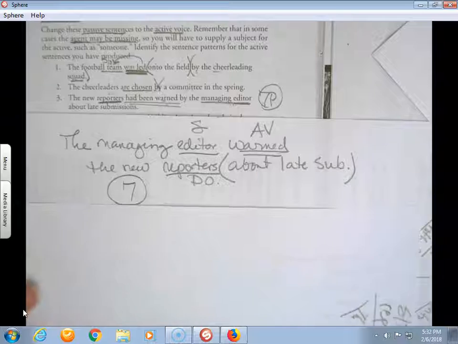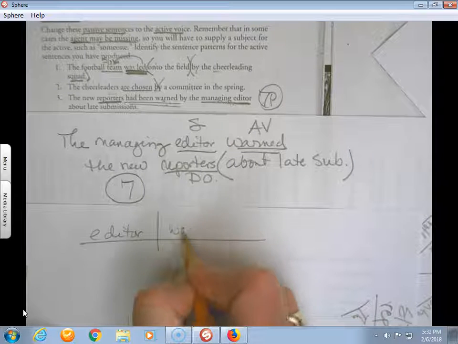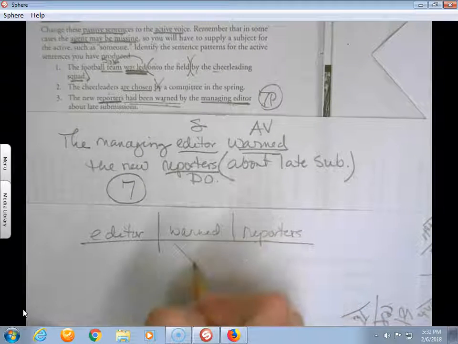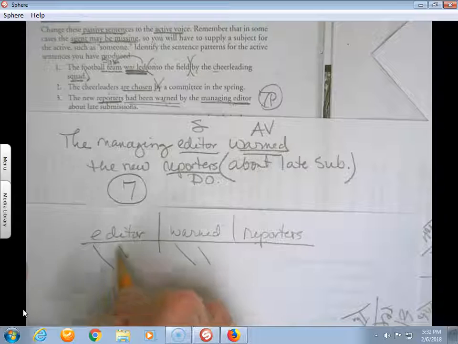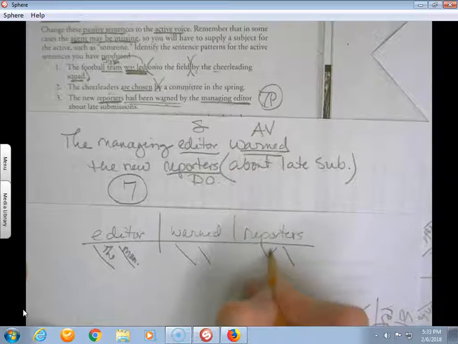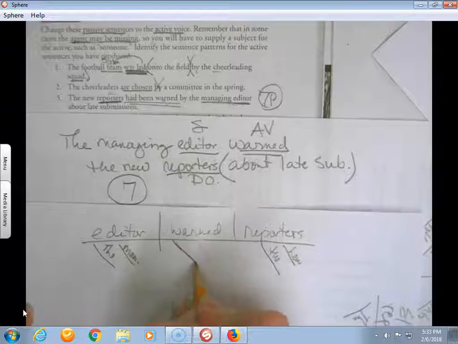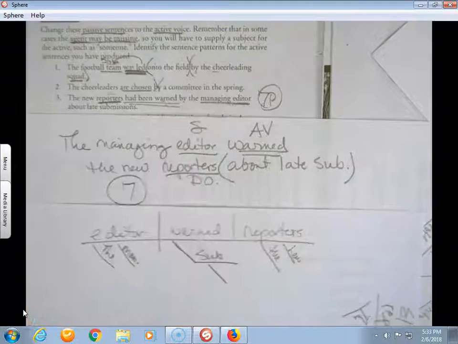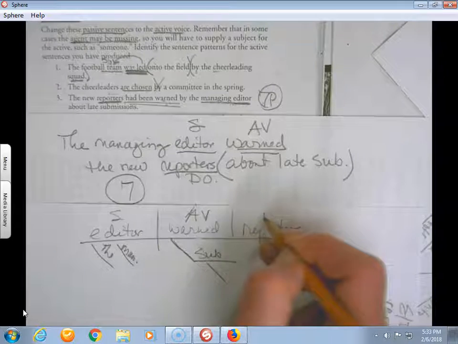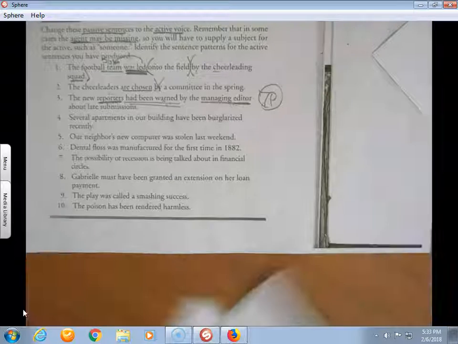This one, however, this active voice one: editor warned reporters. The managing editor, that's what I meant to do, warned the new reporters, about submissions late. And that's subject, action verb, direct object. So it's a 7, but not a 7P, just a 7. Right.